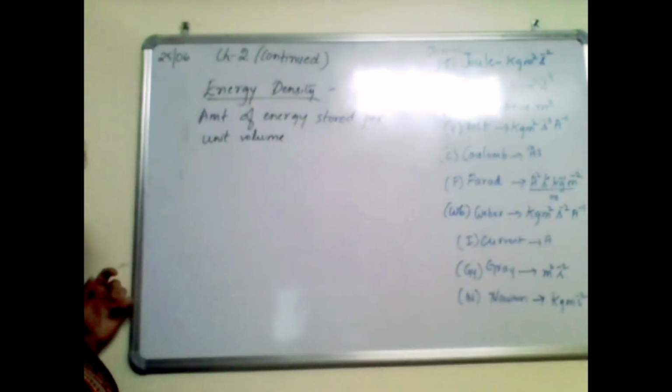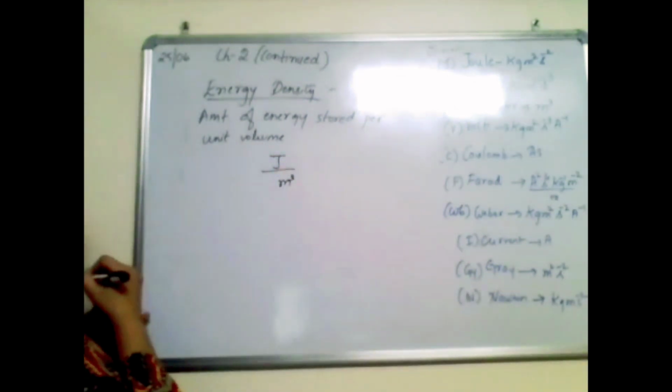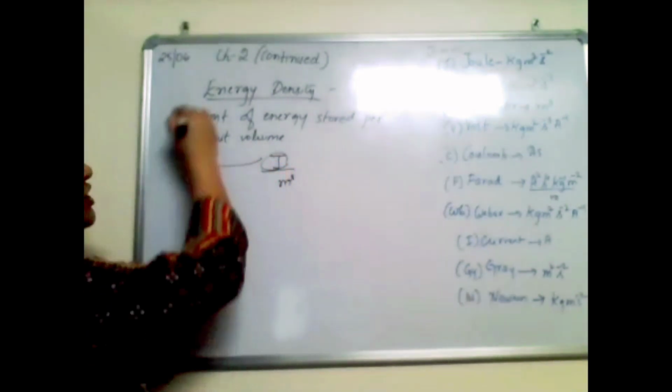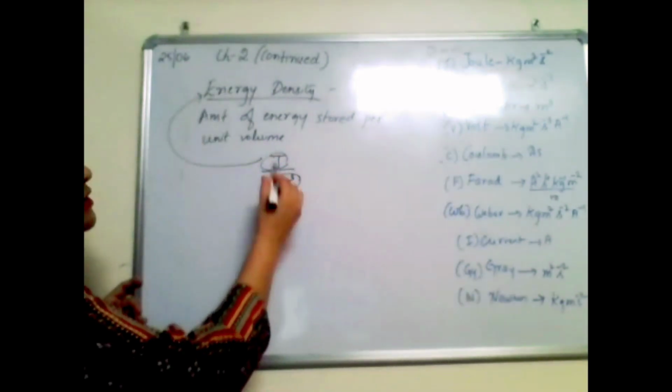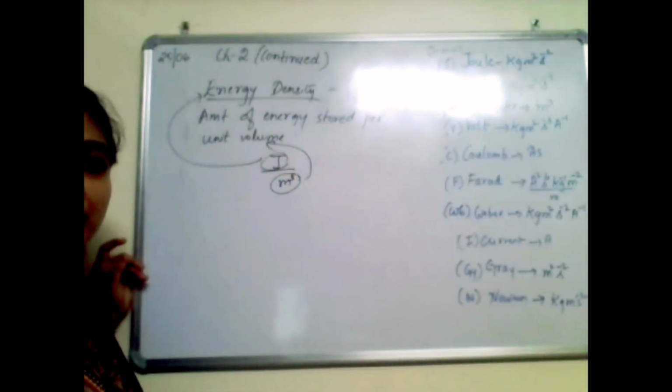Energy density is given by joule per cubic meter. Why joule? Because energy is involved. Why cubic meter? Because volume is involved. All right, joule per cubic meter.